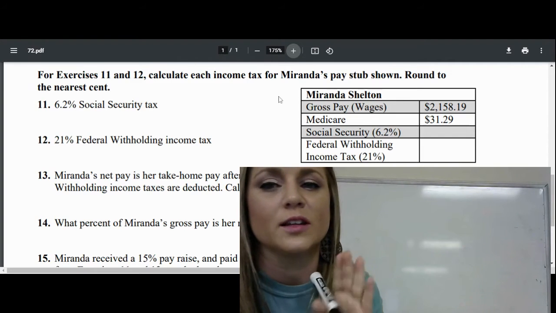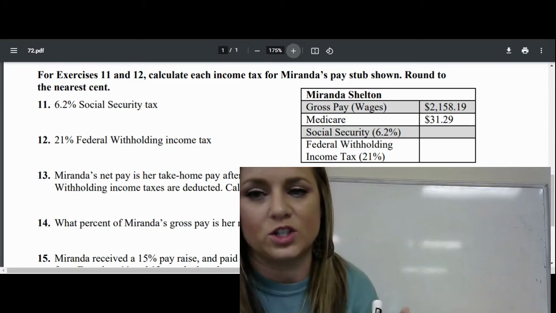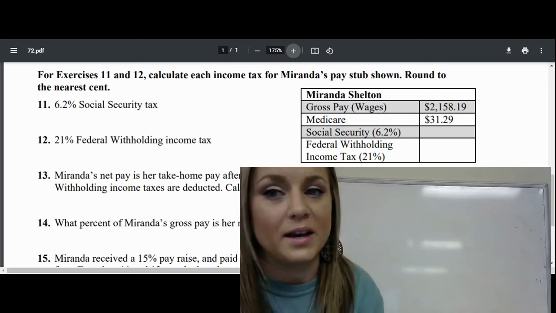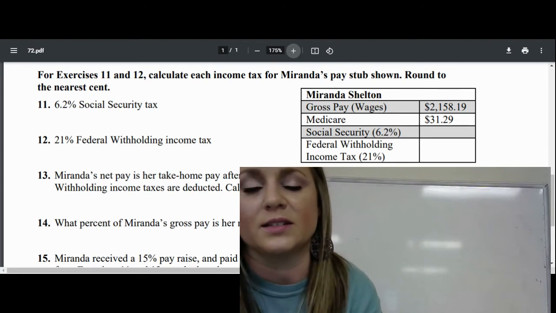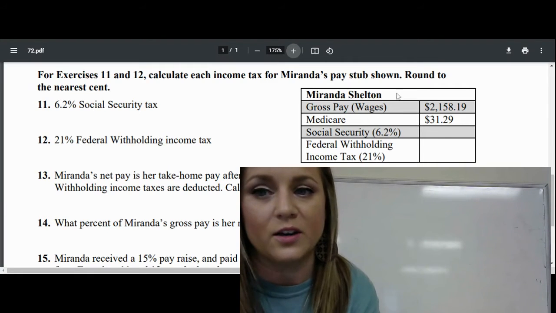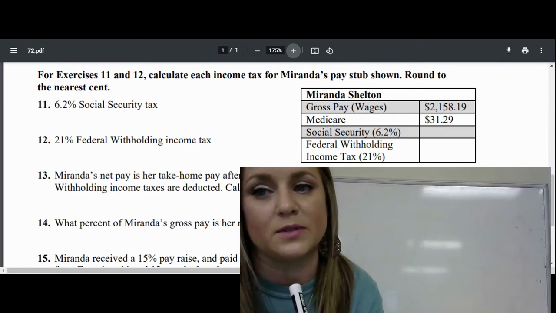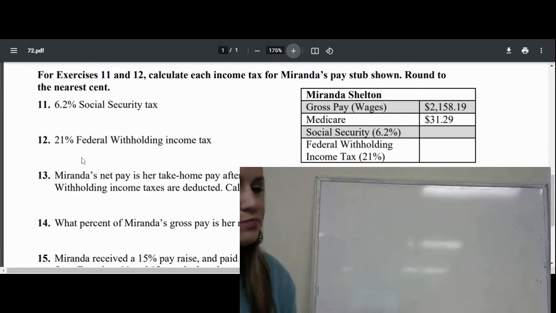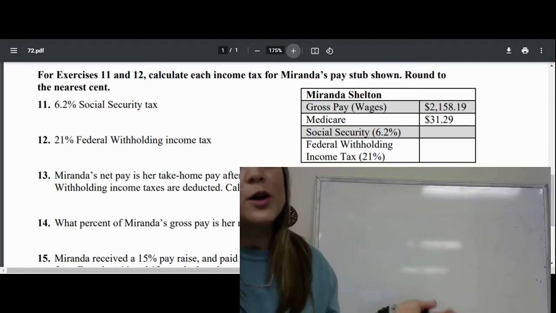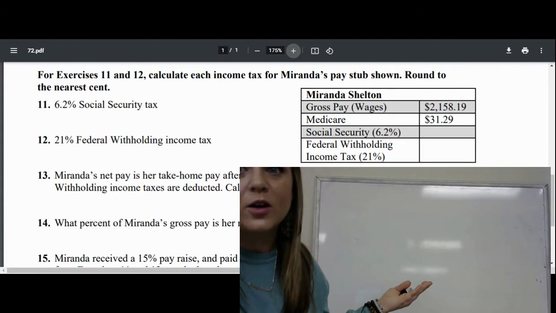Okay. So let's look at this. Miranda Shelton, whoever she is. Her gross pay, her wages, is $2,158.19. Medicare is $31.29. They want us to figure out Social Security tax, which is 6.2% of her wages, and then 21% of her federal withholding income tax. All right. Now, I'm not going to mess with 13, 14, and 15, although you should learn how to do it, but I don't want our lesson to be a 30-minute video.